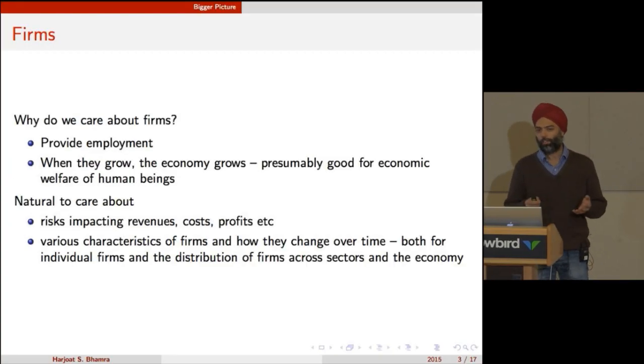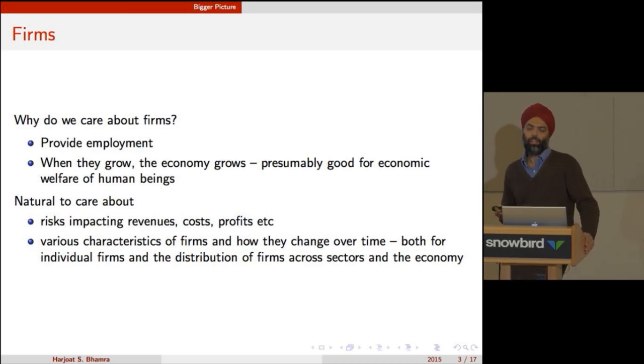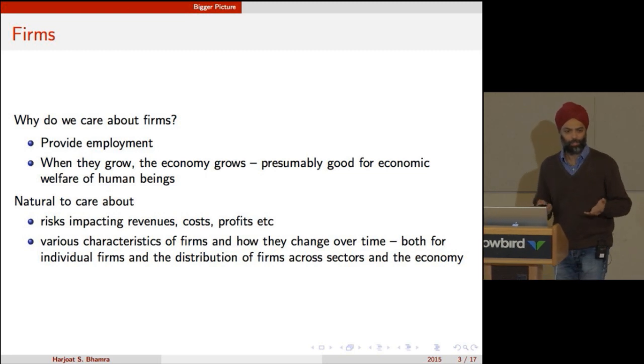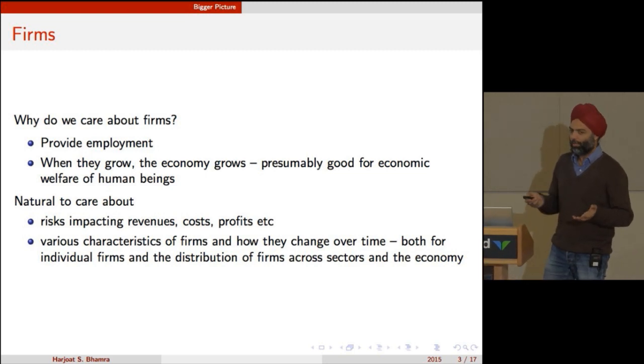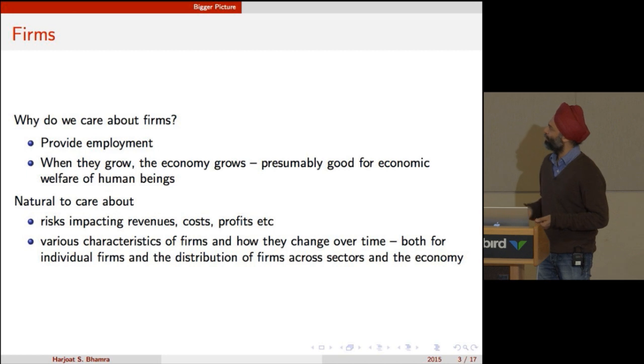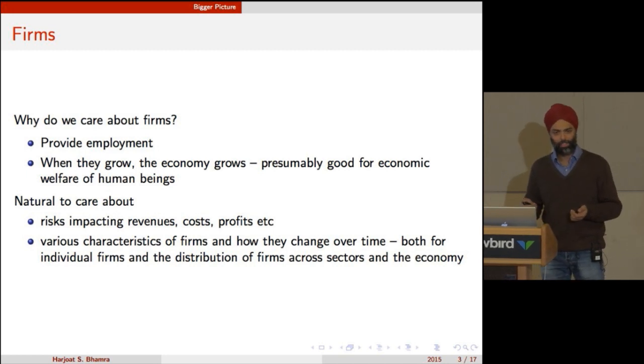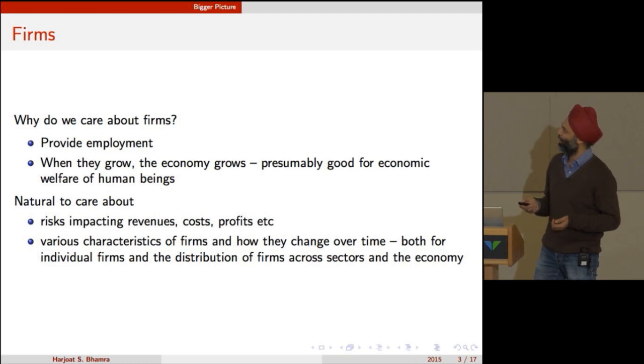So I just want to stand back and start thinking about firms. Credit spreads basically come from bonds which are issued by firms. So why do we care about firms? A fairly obvious question. They provide employment for us. We have jobs. When they grow, the economy grows. And that's presumably good for the welfare of human beings. You find some people who disagree, but probably not here.